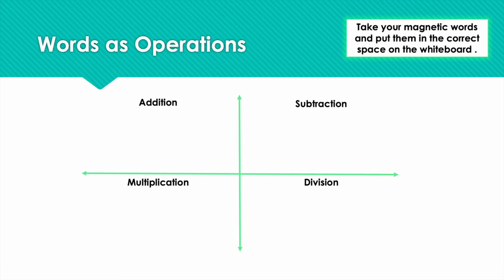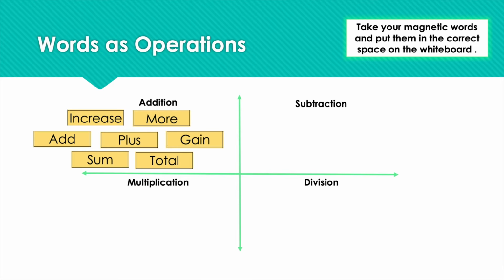Your teacher is going to hand out some orange word cards that are magnetic. And over on the whiteboard on the left, four sections: addition, subtraction, multiplication, and division. And what you guys are going to need to do is put your word cards in the correct section. So pause here and then I'll show you the answers.